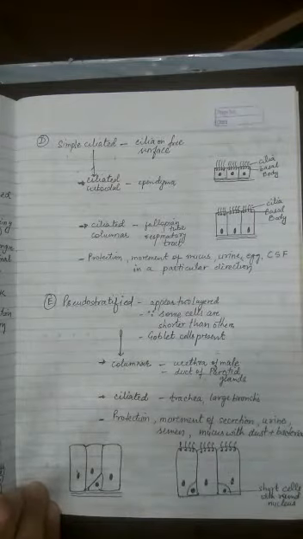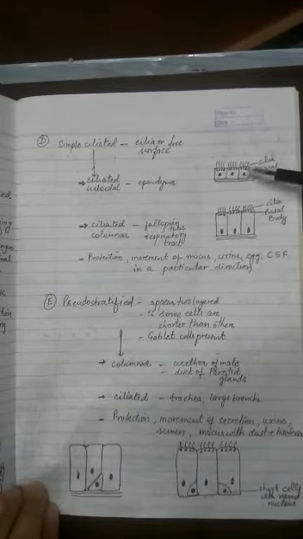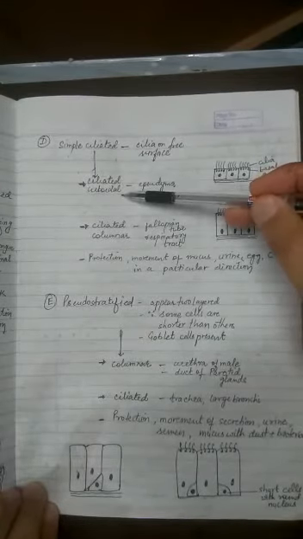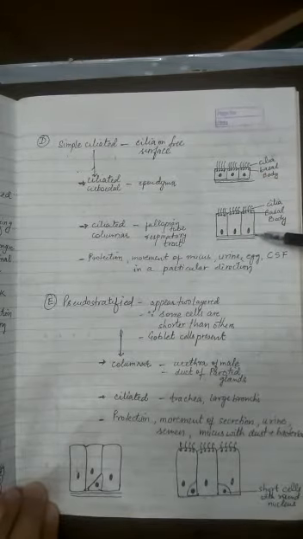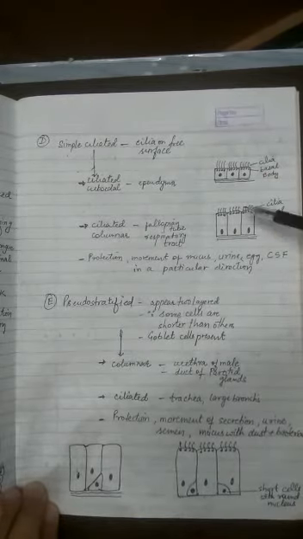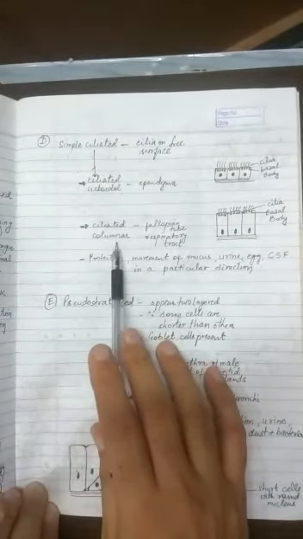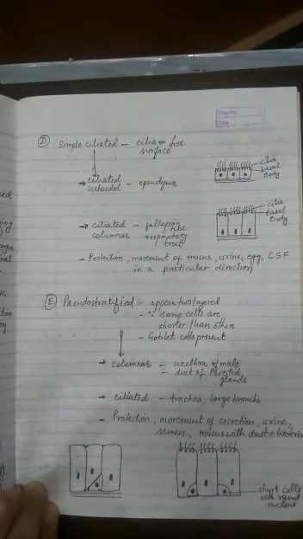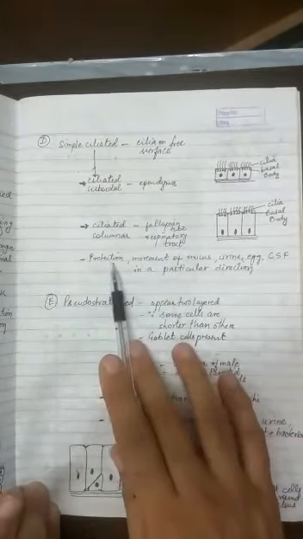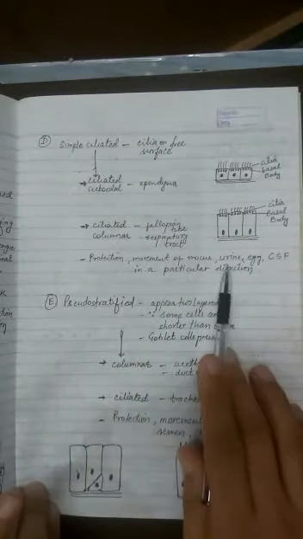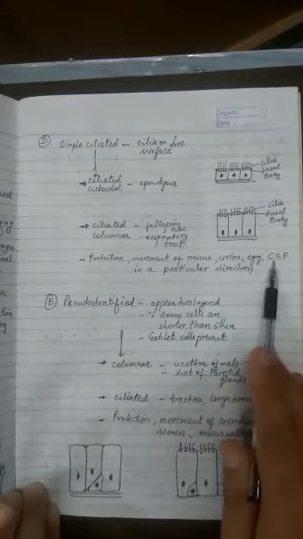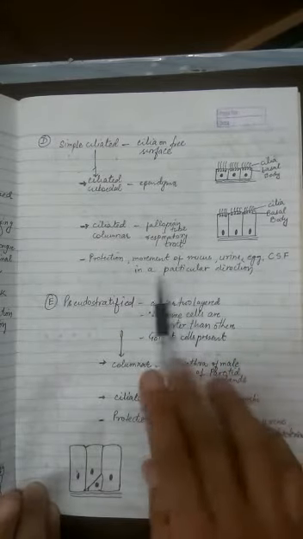Now this simple ciliated epithelium can be of 2 types according to the shape of the cell. If it is cube shaped cells, then it is called ciliated cuboidal epithelium, and if it is columnar cells with cilia on the free surface, it is called ciliated columnar epithelium. Remember that ciliated cuboidal epithelium and ciliated columnar epithelium are involved in protection, movement of the mucus, movement of the urine, egg meaning the female gamete, and cerebrospinal fluid in a particular direction.